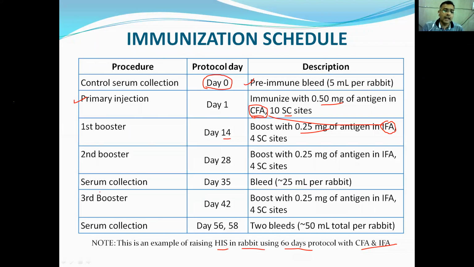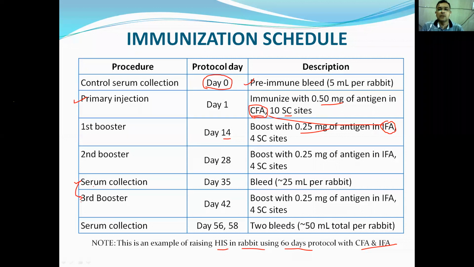Now the second and third boosters may vary. You can give them at a 2-week or 3-week interval, and in between you can collect the serum, which may be considered as a test serum or test bleed. Once you get a sufficient amount of antibody, you can go for the final bleed, or you can go for the third or final booster.